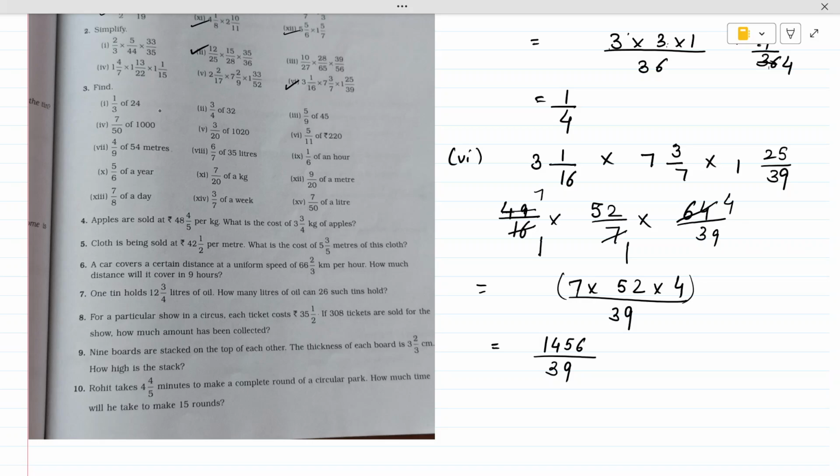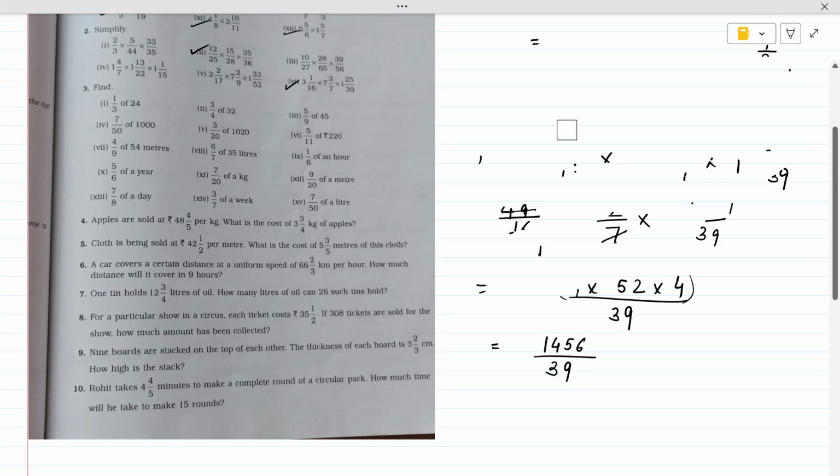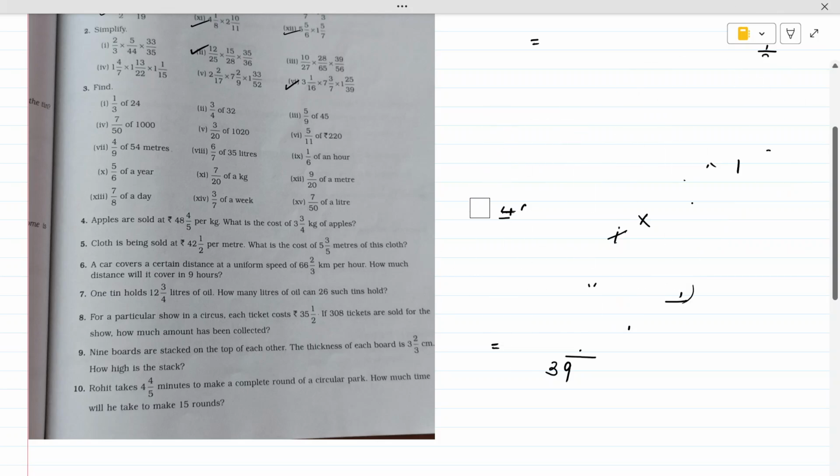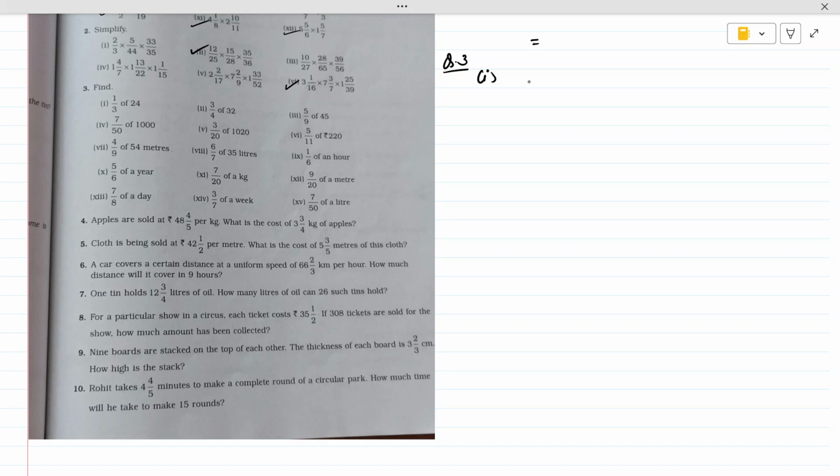Next, we have question number 3. This is again multiplication, where we have to find 1 by 3 of 24. So 1 by 3 of 24 means 1 by 3 multiplied by 24. Question number 3, part 1 I am picking. This is 1 by 3 of 24. So this "of" means you have to find the product, the 1 by third part of 24. If you solve it, this is 3 into 1 and 3 into 8. So the answer for this will be 8 here.